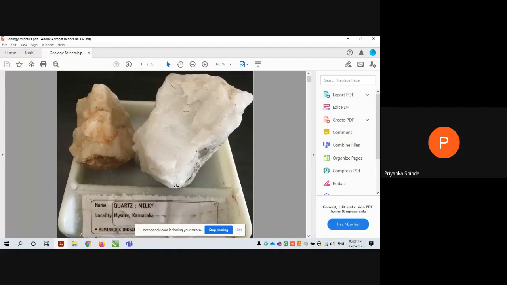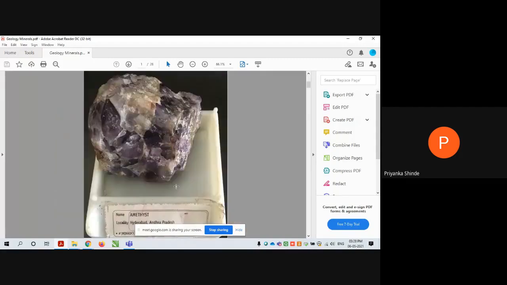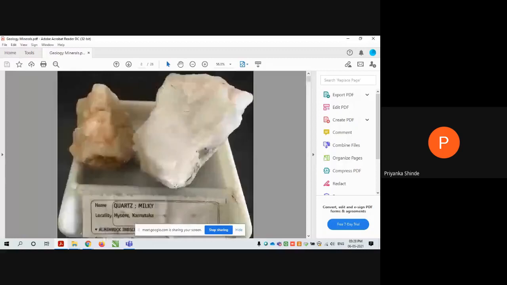For this quartz, all the quartz varieties, the streak is absent. Do you know the reason? You have studied the hardness scale, the Mohs scale of hardness.